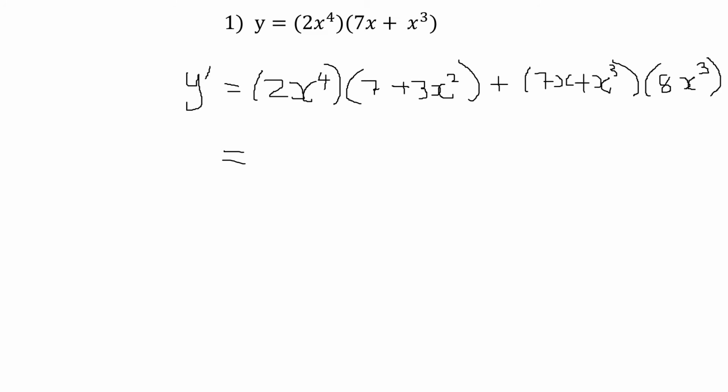So here I'm multiplying the 2x to the 4 times 7. So I'm just expanding this first bracket here. I'm just doing a little expanding here. Good. So follow me. 2x to the 4 times 7, that should give me 14.